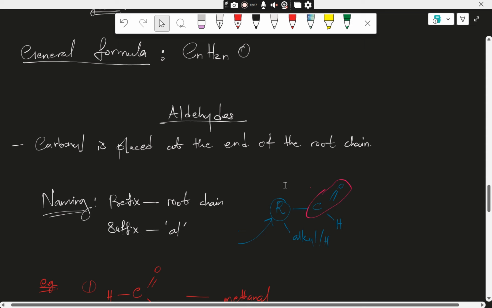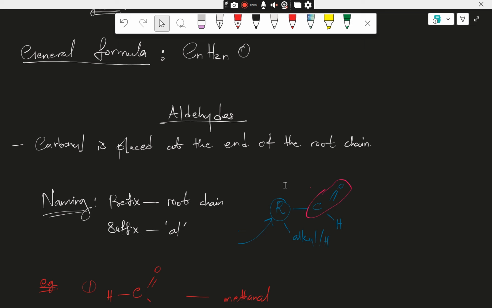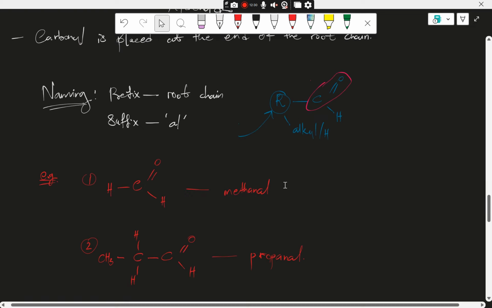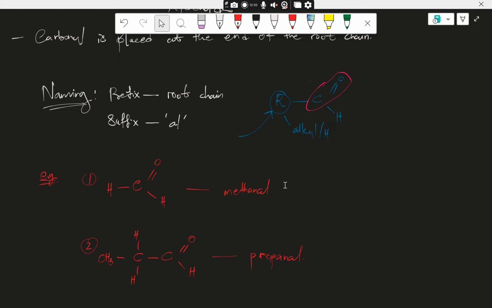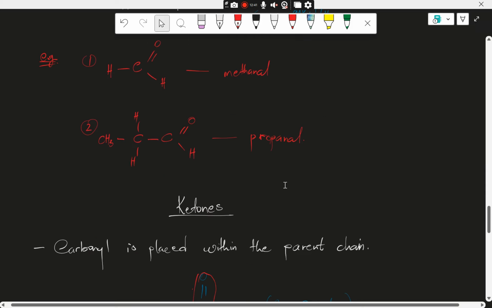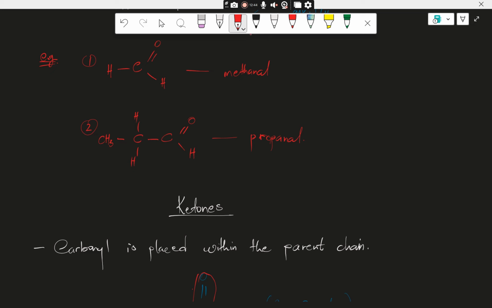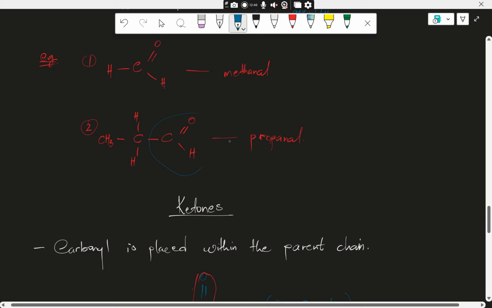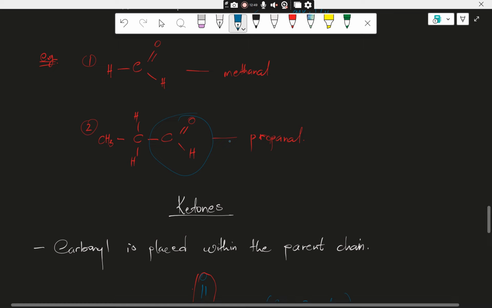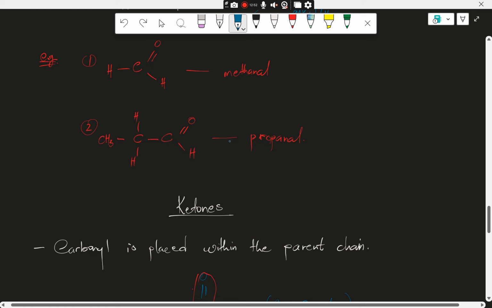Aldehyde is where the carbonyl group is placed at the end of the root chain, or the carbonyl group is bonded to the terminal carbon atom, right? The name means that the prefix will be the root chain, and then the suffix will be -al. Methanal, propanal, hexanal, pentanal, octanal. You see, that's how you write that, right? And then having the functional group at the end there. It's always at the end, right? And actually, the functional group is not the whole thing, but rather just this part, right?